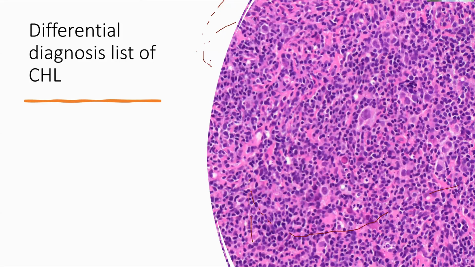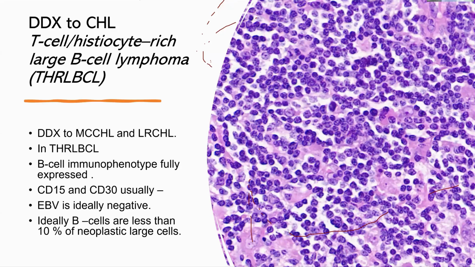All right, so we'll go to the differential diagnosis list of classic Hodgkin's lymphoma, and I'm mentioning classic Hodgkin's lymphoma per se because this is what we mentioned, and I will go systematically. I will show examples when I have them. The most common thing that you need to differentiate between classic Hodgkin's and the T-cell histiocyte-rich B-cell lymphoma, they have an overlap mostly with nodular lymphocyte predominant Hodgkin's lymphoma, and we will mention that later on. But it can be a differential diagnosis for mixed cellularity or lymphocyte rich.